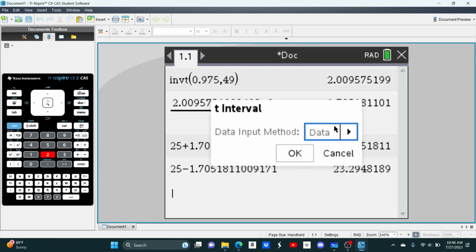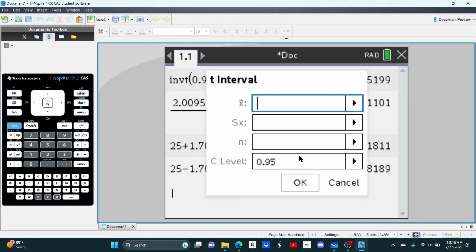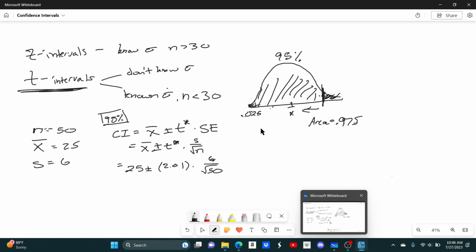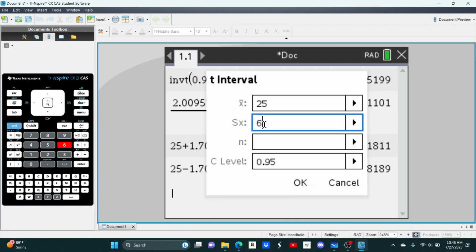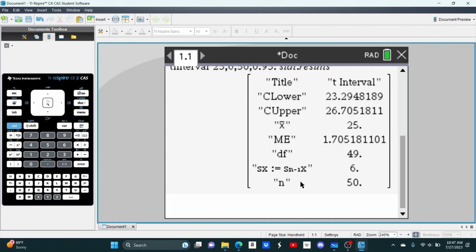We don't have data, we just have the summary statistics. So we're going to click stats. And then we just type in the information we have, right? Our mean is 25, our sample standard deviation is 6, and our sample size is 50. And then if we want 95% confidence, click OK, and you see it gives us the exact same things that we had before.